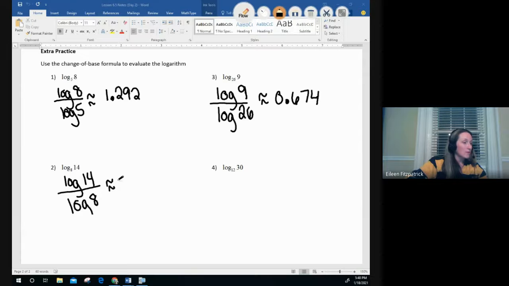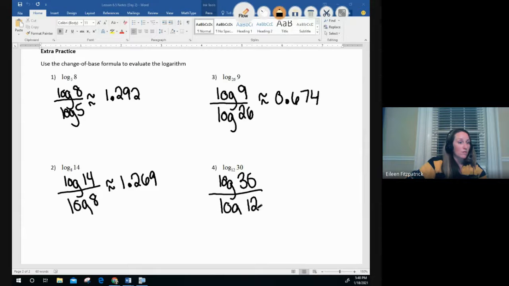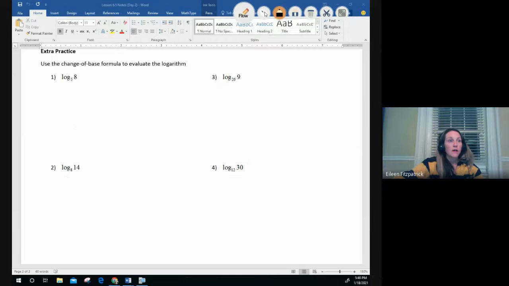The next one I'm going to write as log 14 divided by log 8. And that's going to be approximately 1.269. And then I have log of the bigger number 30 divided by log of the smaller number 12. And that's going to be approximately 1.369.